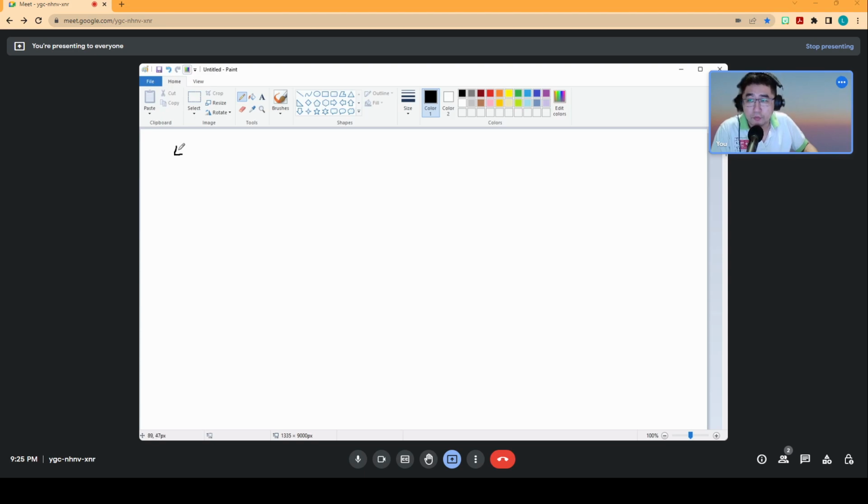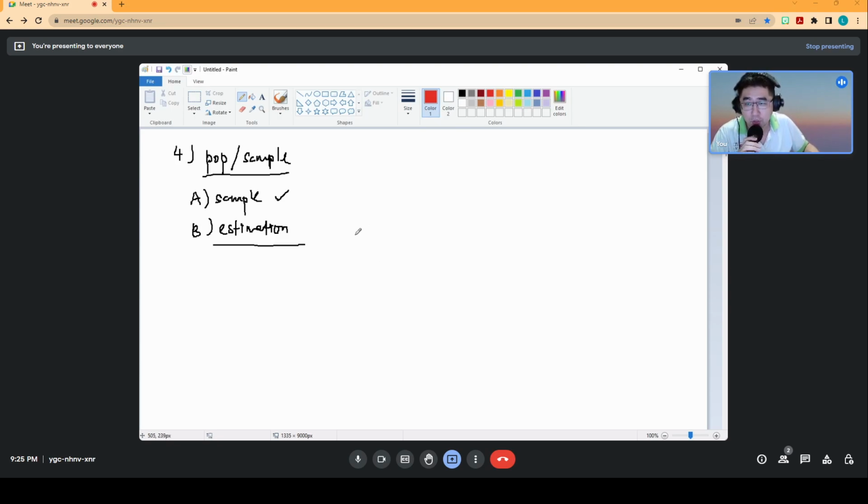So chapter 4, population and sample. The first part, which is sampling, we already did. Now we need to go for the second part, estimation. What does it mean by estimation here?